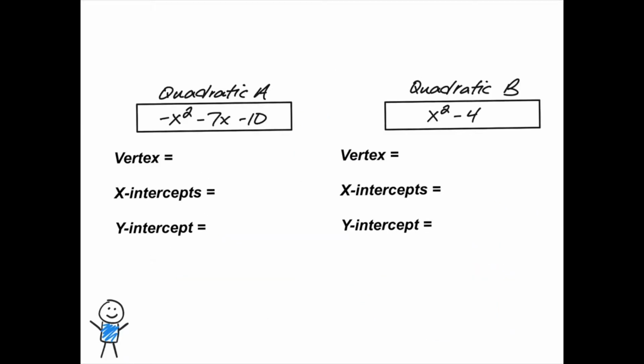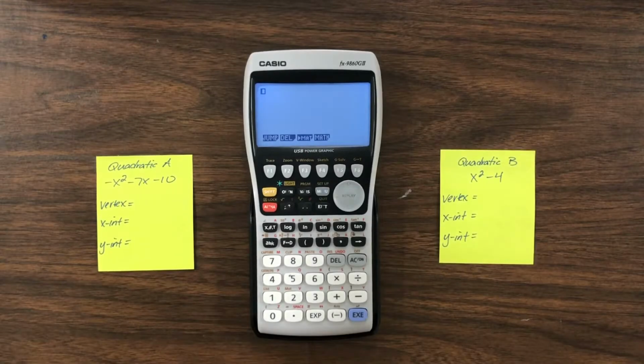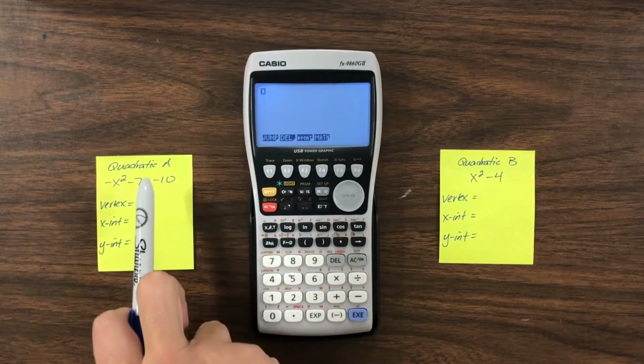On this slide, you'll see that we have been given two different quadratic functions, quadratic A and quadratic B, and you're asked to identify the key parts of those graphs: the vertex, the x-intercepts, and the y-intercept of each one. So what I'm fixing to do is swap my format and actually go to a video of me inputting these quadratic functions in the calculator, and I'm going to show you how to find these values actually on the calculator.